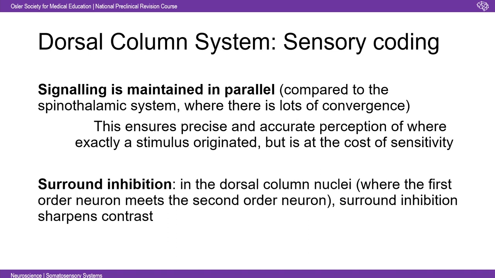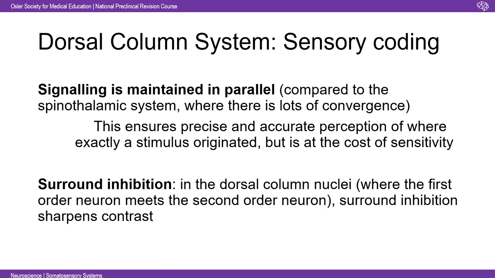So, as I said before, the dorsal column system is really adapted to providing quite intricate information. It preserves the somatotopy, which is basically where exactly on your body the stimulus originated, and it preserves that all the way up to the cortex. And so you get a really good picture of where exactly the stimulus originated. And so the dorsal columns are really important in things like 2-point discrimination.